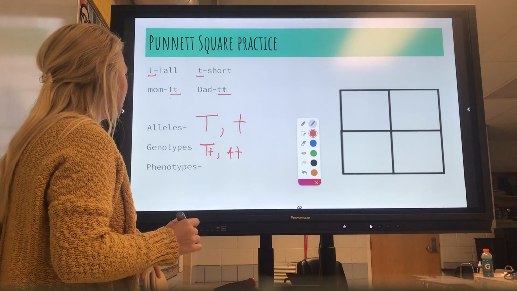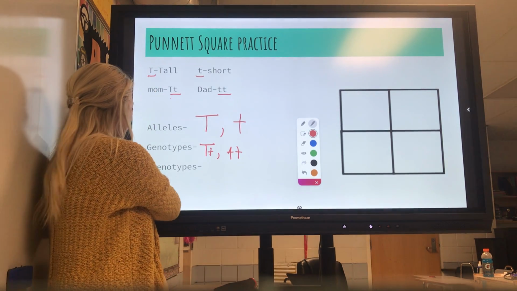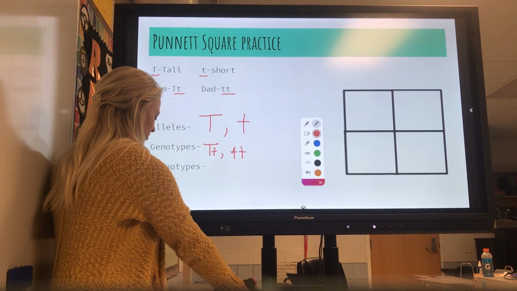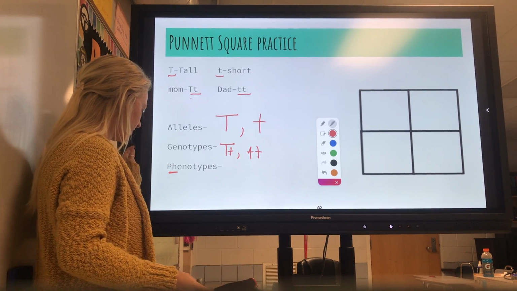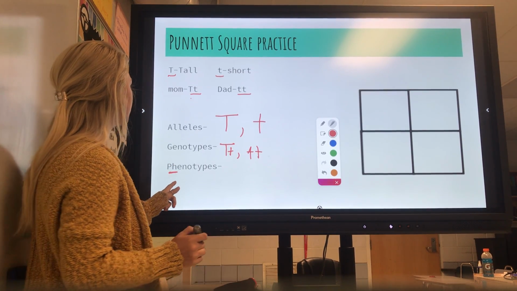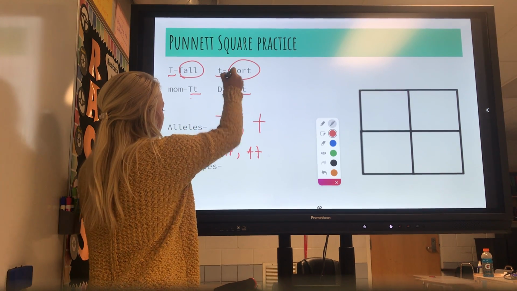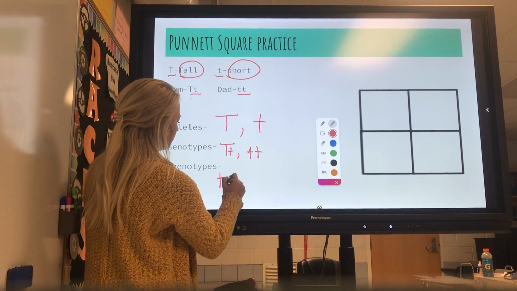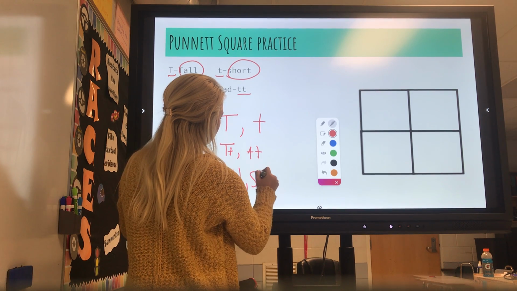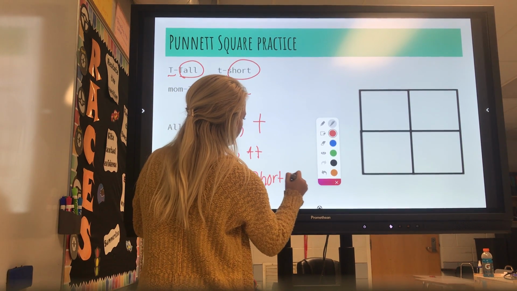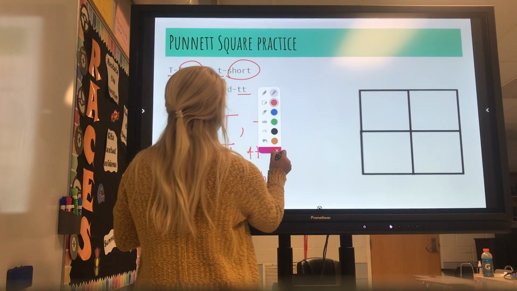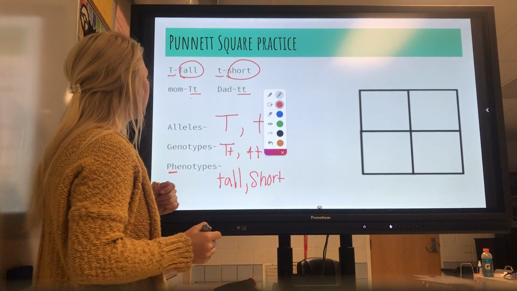Phenotype. Remember, phenotype is the physical appearance. So your phenotypes here are tall and short. So I'm going to write tall and short. Now for filling out the Punnett square.